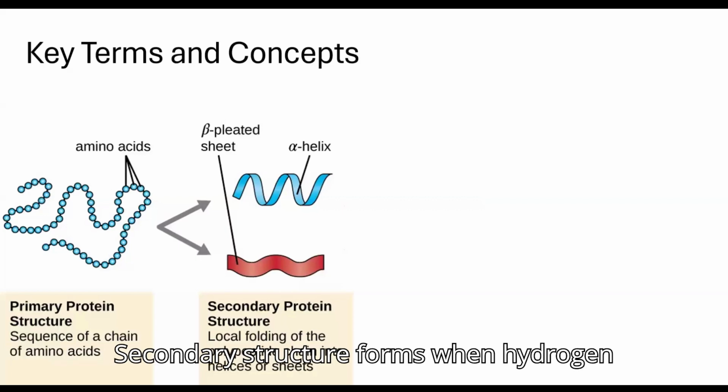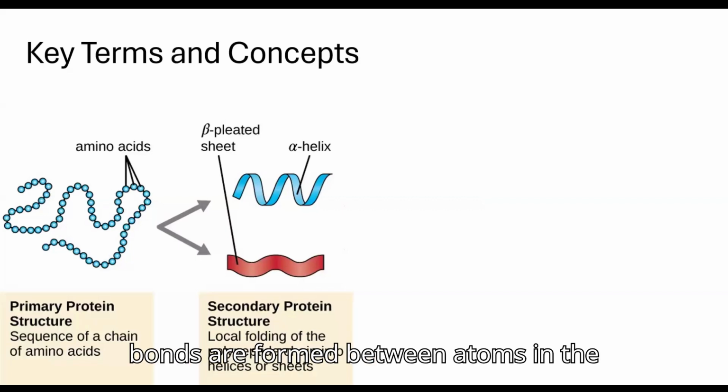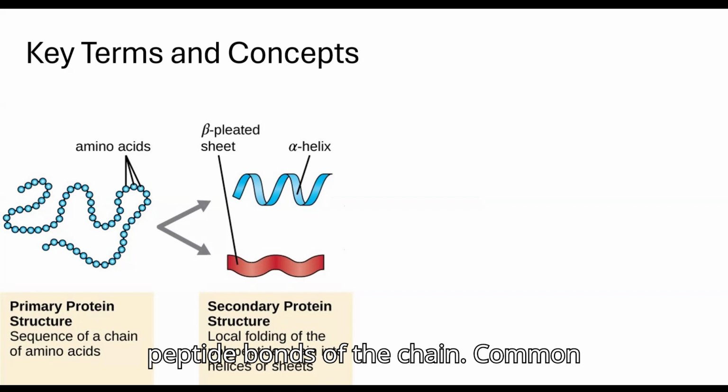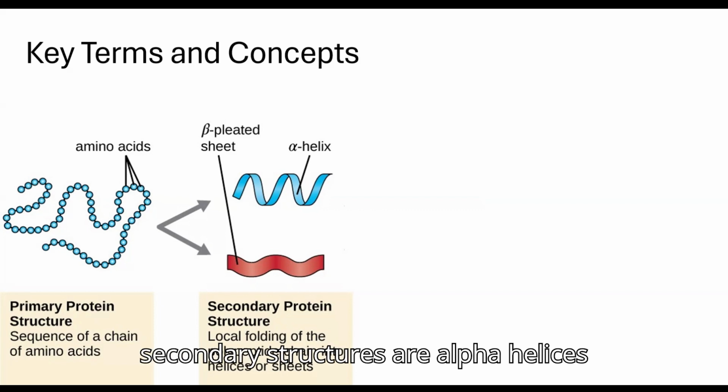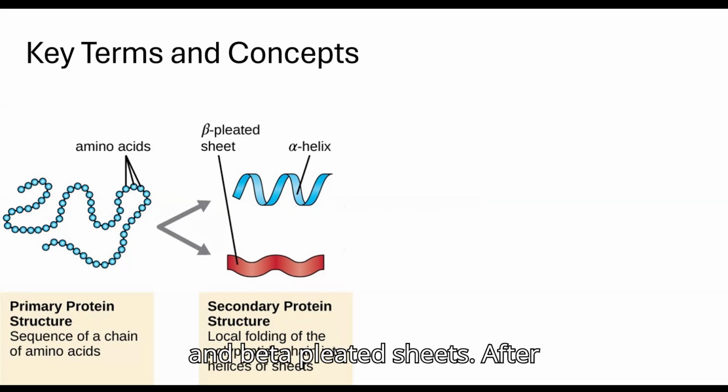Secondary structure forms when hydrogen bonds are formed between atoms in the peptide bonds of the chain. Common secondary structures are alpha helices and beta pleated sheets.